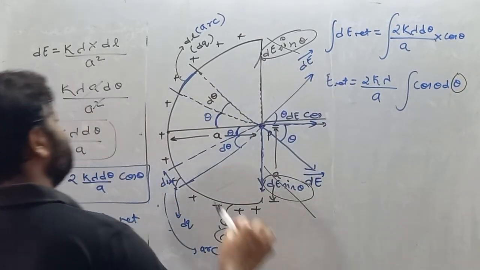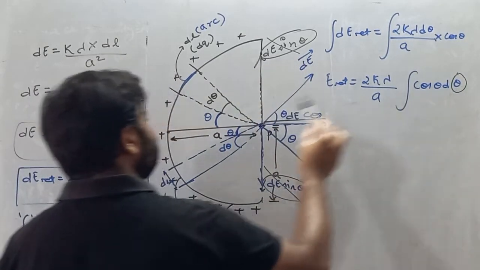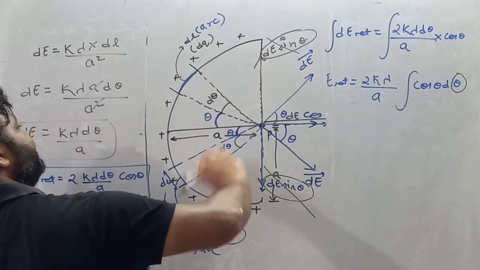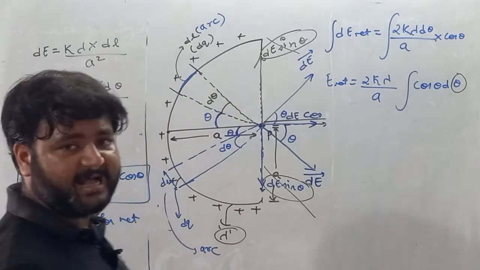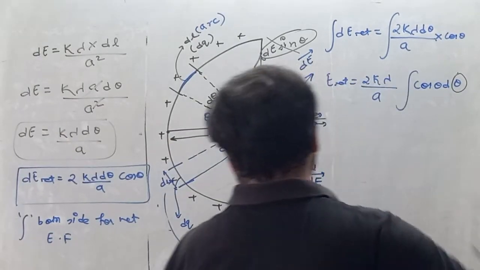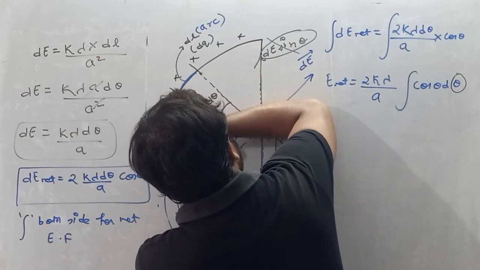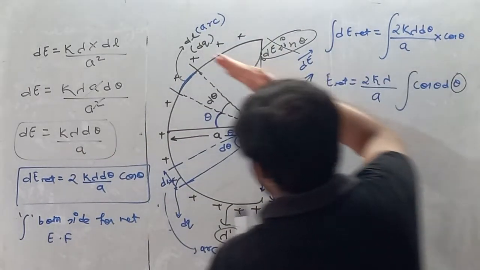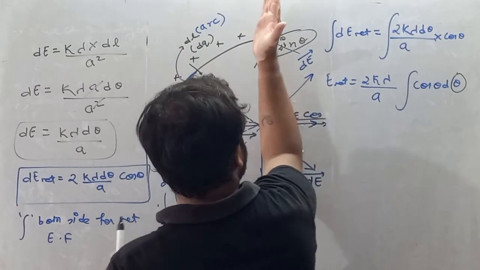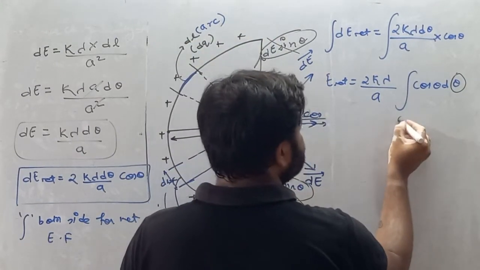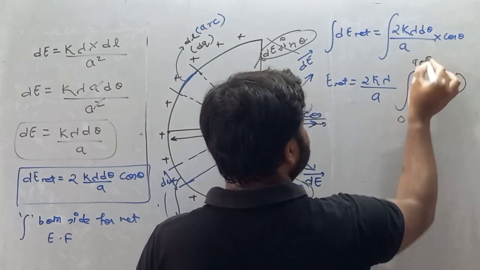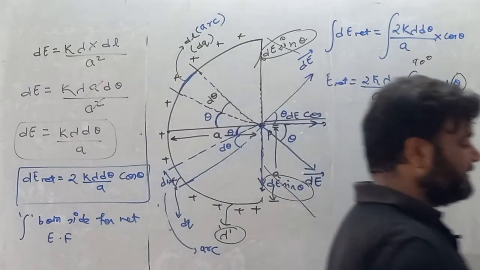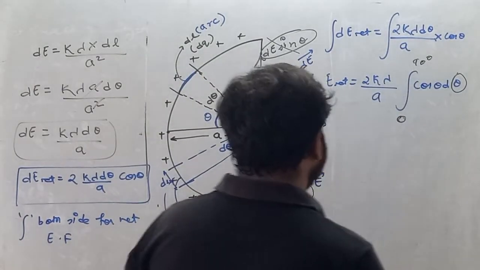You are seeing, my dear student, that this is d theta, and this is the electric field due to this part, but we wish to find the net electric field due to the whole semicircular arc, or semicircular ring. So this d theta will be starting from here and will go up to this side. So it will be 0 to 90, or we can say pi by 2.